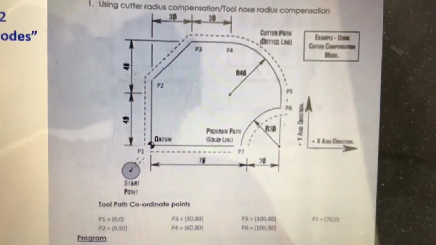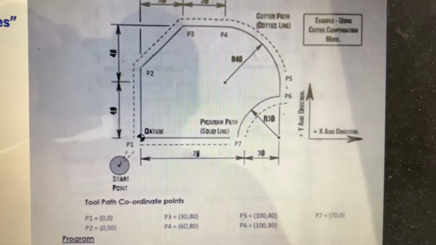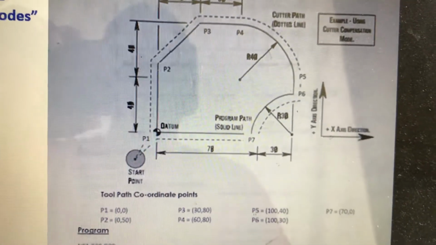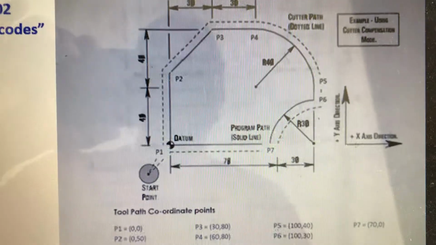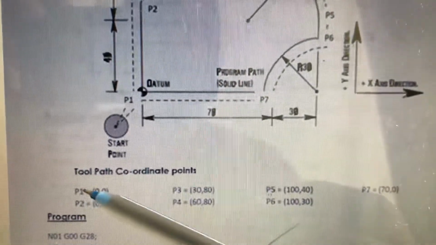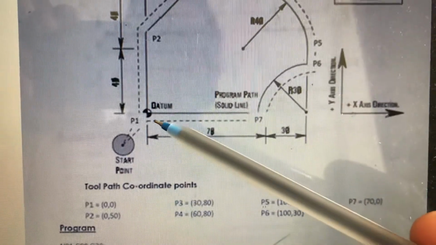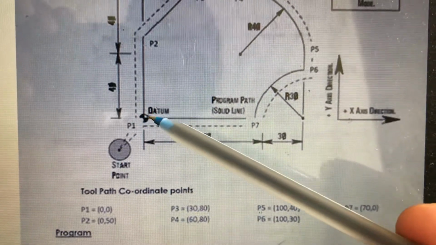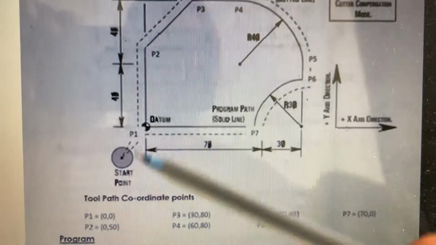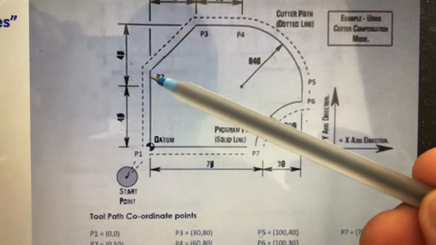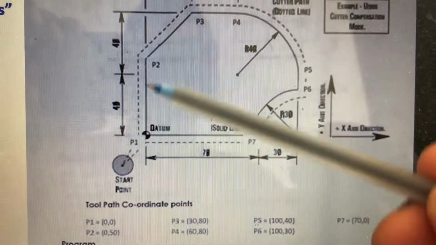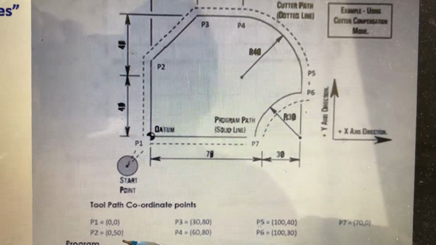So first, always before going for a program, we should know the coordinate values. What are the values of x and y at different points? That is called the tool path coordinate points. At P1 we take it as 0, 0. We take this datum point as the origin 0, 0, and P2 you can measure the distance here. We have taken 50. The values are not clear here, so I have calculated and given them here.